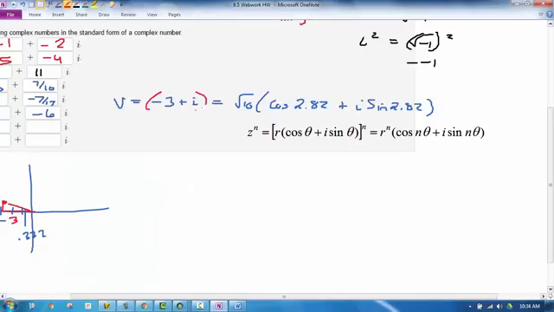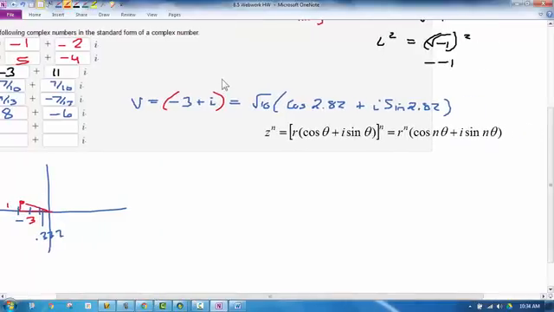So now what we're doing is we're raising this to the, in this case, the third power. So what I want is this raised to the third power. What you can see is I've got it filled out just like this now, where my r is square root of 10, my theta is 2.82 radians, and my n is 3. It's my power of 3. So all I have to do is fill this out right here.